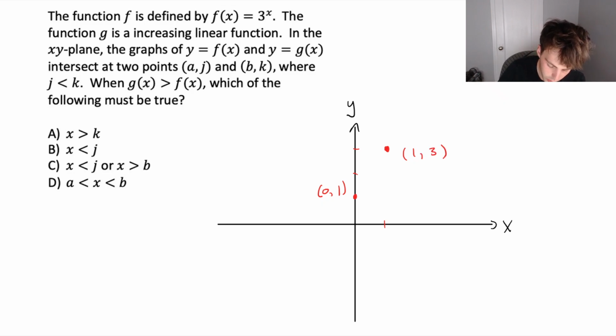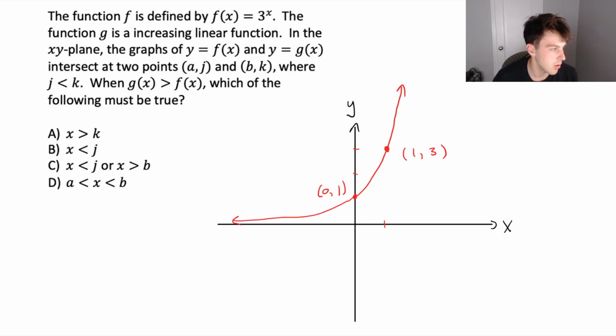Okay, and we know that an exponential function behaves like this, asymptotic to the x-axis toward negative infinity. We are told that g of x is an increasing linear function. That means that it is always going to be increasing, and it's a straight line. So we're just going to draw an arbitrary line, right? It's going to look something like this. This is our g of x. And let's not forget to label our f of x.